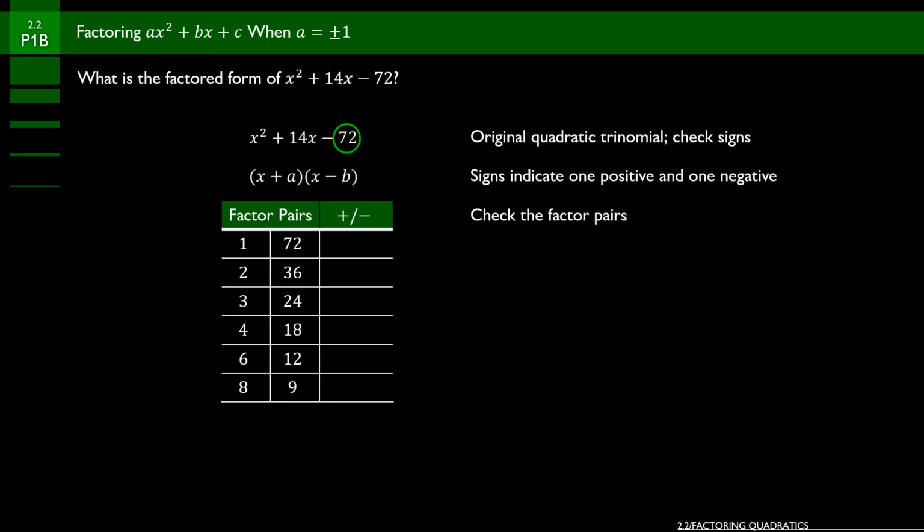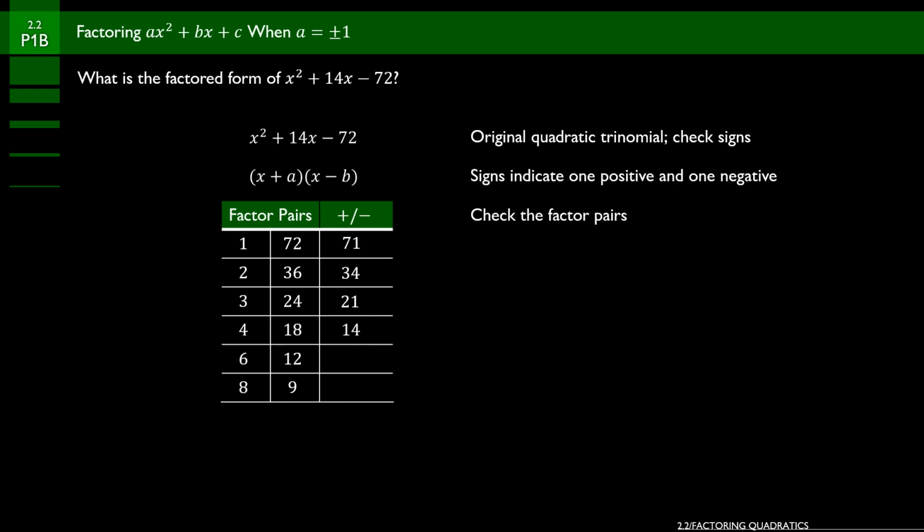Now what we're going to do with this, in the first problem we added the factor pairs. But because we've got opposite signs now within our parentheses, we're actually going to subtract these. So we're going to go 72 minus 1 is 71, which does not equal 14. 36 minus 2 is 34. Again, doesn't equal 14, so we're going to continue on. 24 minus 3 gives us 21. 18 minus 4 gives us 14. Well, that's going to be the one we're going to use.